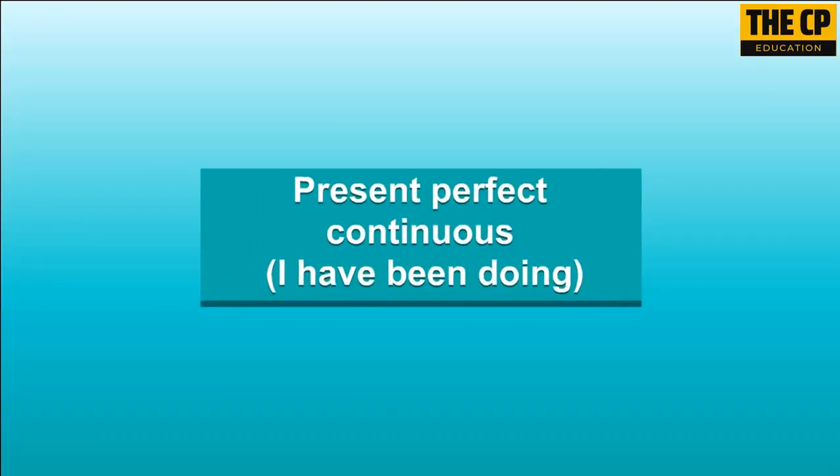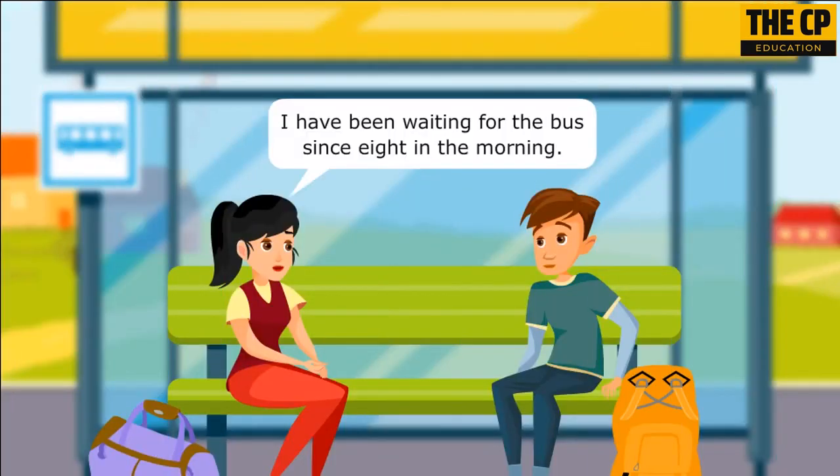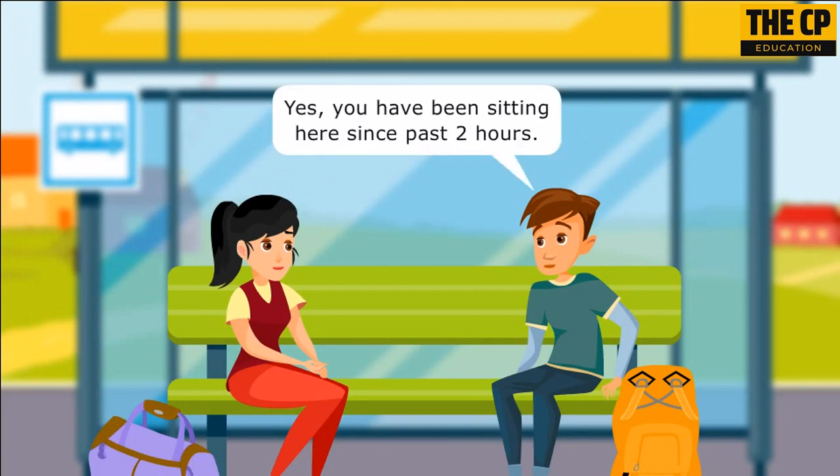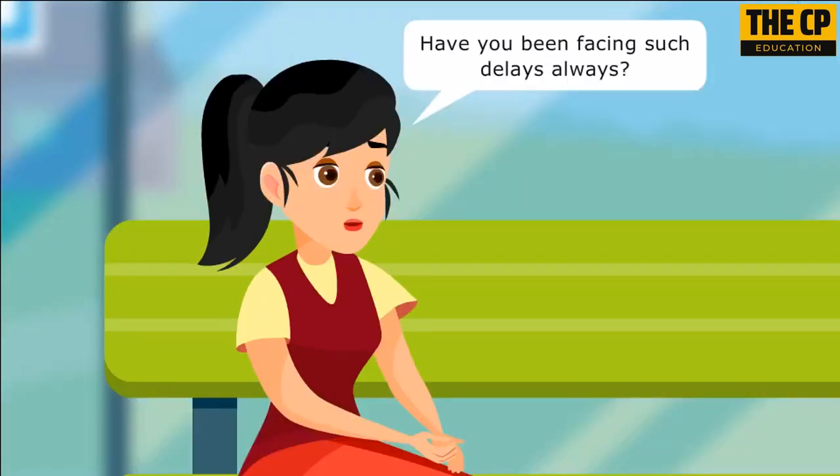Present perfect continuous. I have been doing. I have been waiting for the bus since 8 in the morning. Yes, you have been sitting here since past 2 hours. Have you been facing such delays always?